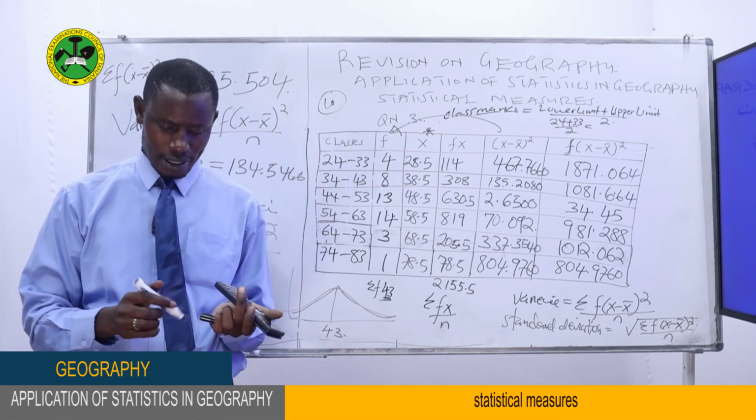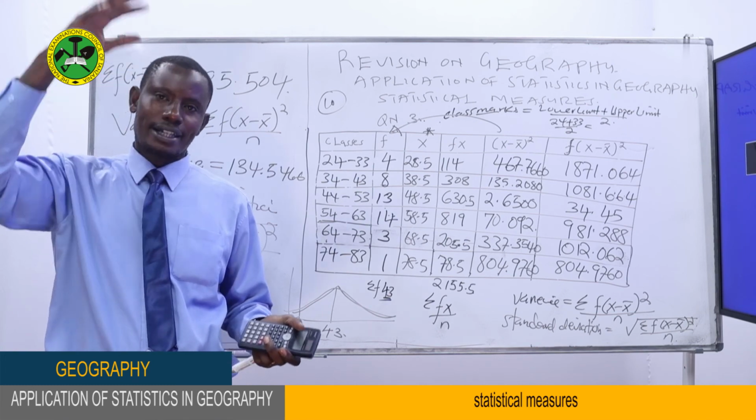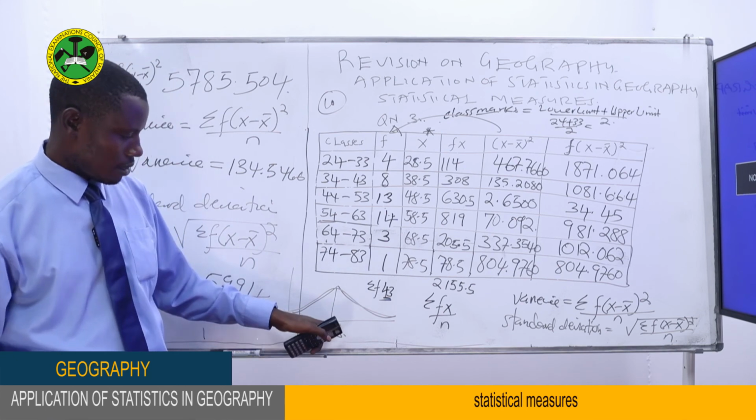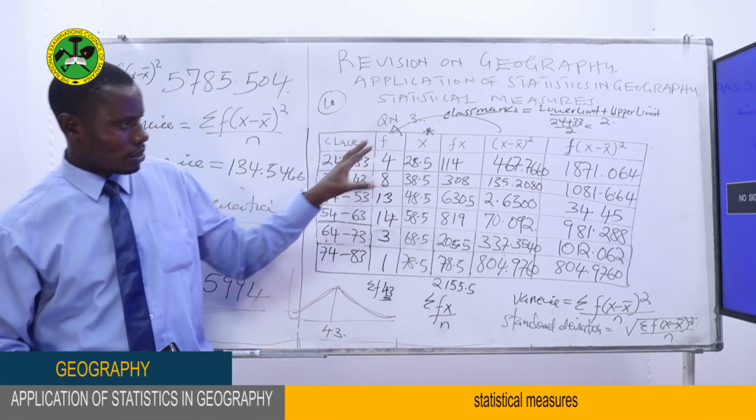So we have a high standard deviation. And as we said, if you have a high standard deviation, it means that the data have departed away from the what? From the mean. But if it is small, it means the concentration is along the mean. So for that particular question, that's how we can solve it.